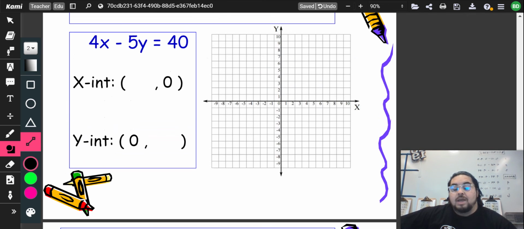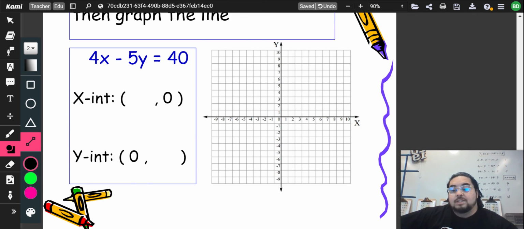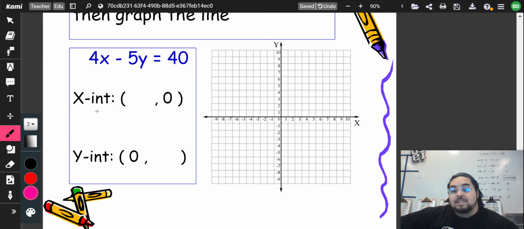Okay, so I have 4x minus 5y equals 40. Again, for my x-intercept, I'm taking 40, and I'm dividing that by +4. And that's going to give me an x-intercept of +10. So on the x-axis, at 10, I'm going to put a point.